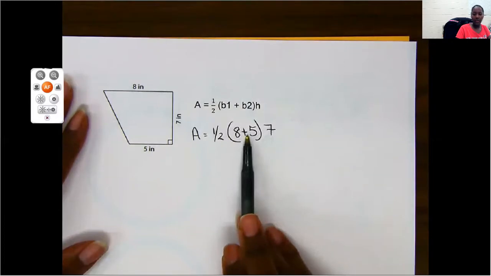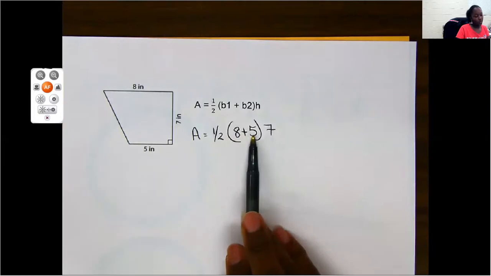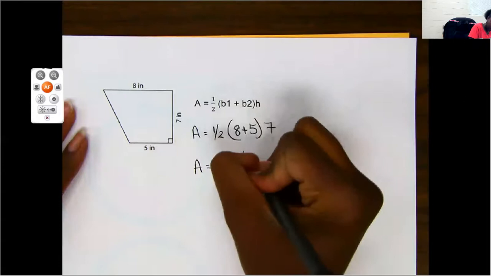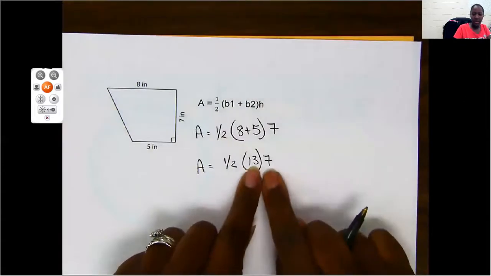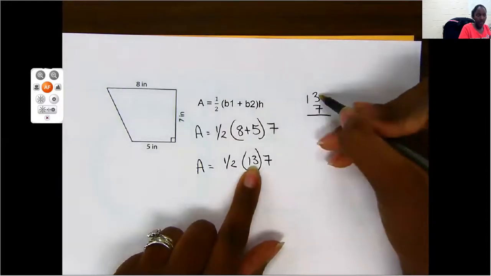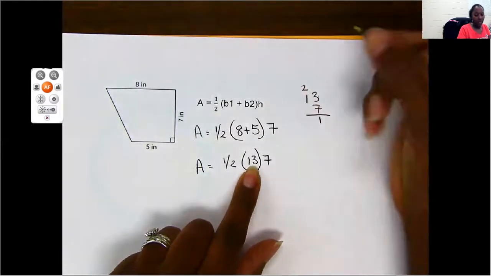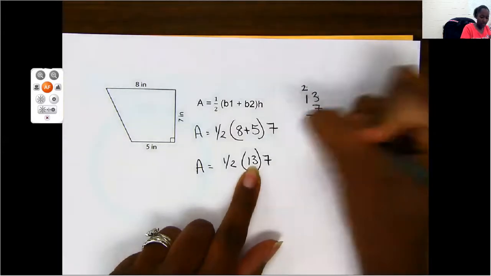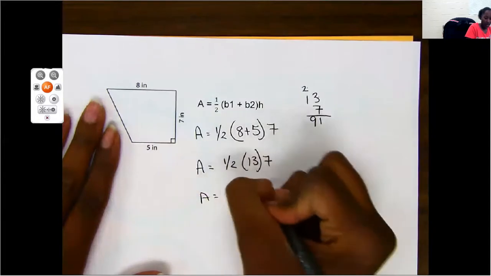All right, we're going to start with parentheses. Remember, order of operations, parentheses first. 8 plus 5 is 13. So area equals half of 13 times 7. I am now going to take care of my multiplication. So I'm going to do 13 times 7. 7 times 3 is 21. 7 times 1 is 7 plus 2 is 9, that's 91. So now I have area equals half of 91.